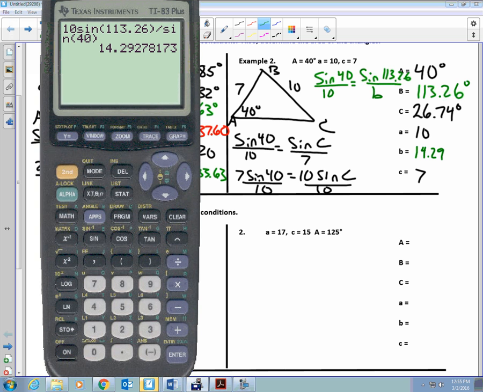All the problems on the left-hand side, you'll be solving for sides right away. All the problems on the right-hand side, you'll be solving for angles right away. That's how I've divided this up. Remember, don't forget to write down your area. And in this case, 0.5 times 7 times 10 times the sine of 113.26 is 32.16. So don't forget to calculate area.